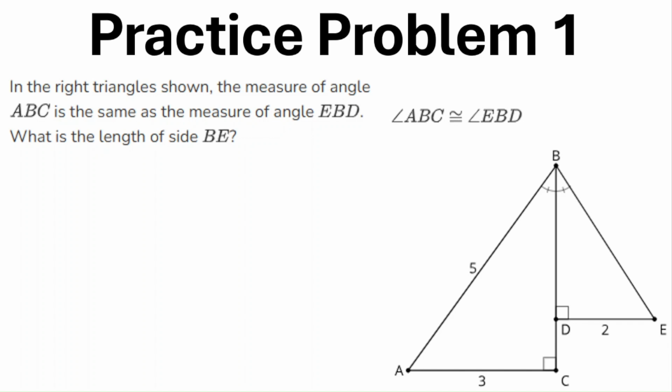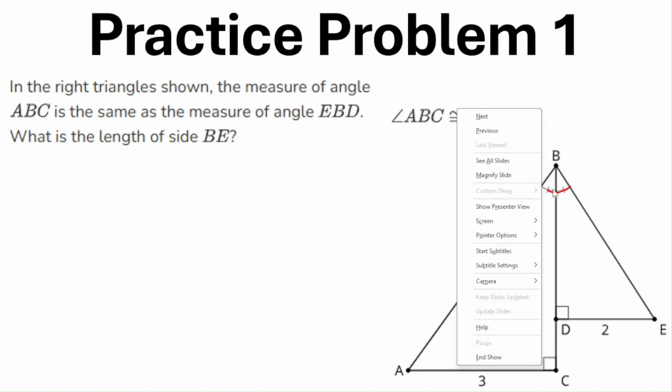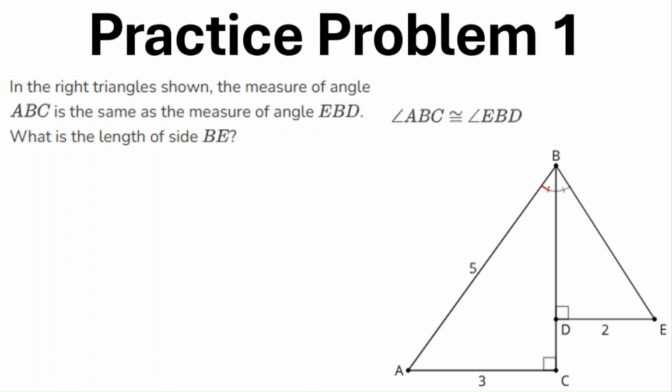Practice problem 1. In the right triangles shown, the measure of angle ABC is the same as the measure of angle EBD. And we can see that by these markings here. They want to know what is the length of side BE. So let's just label this as x.